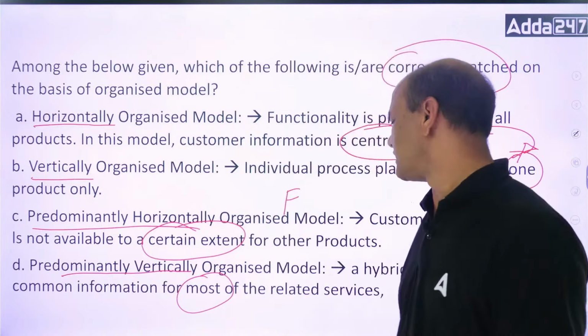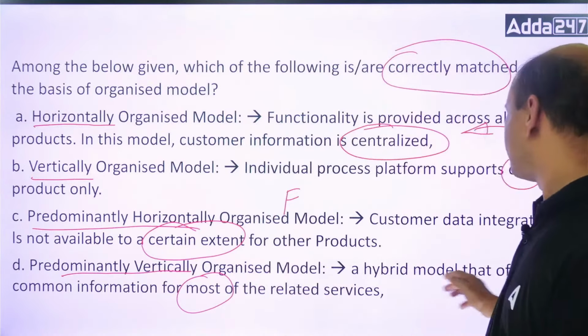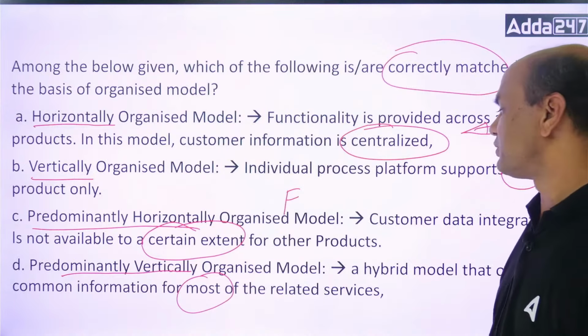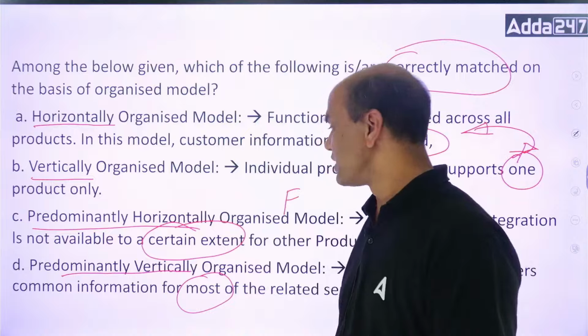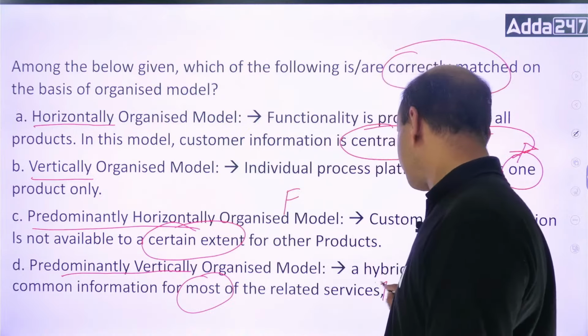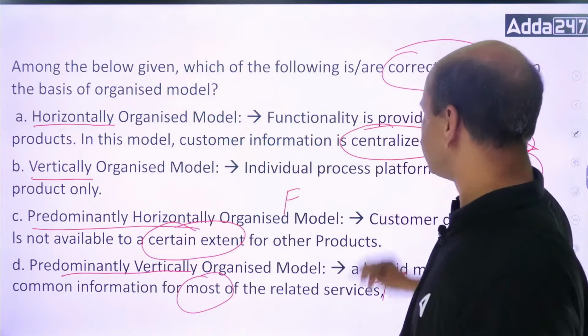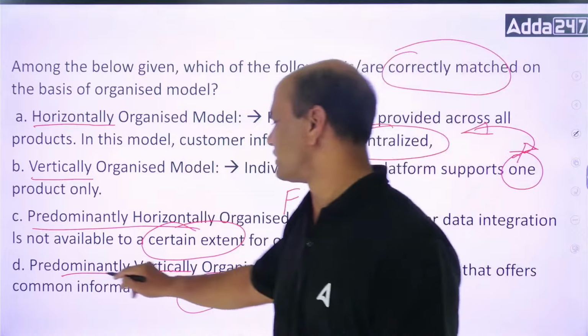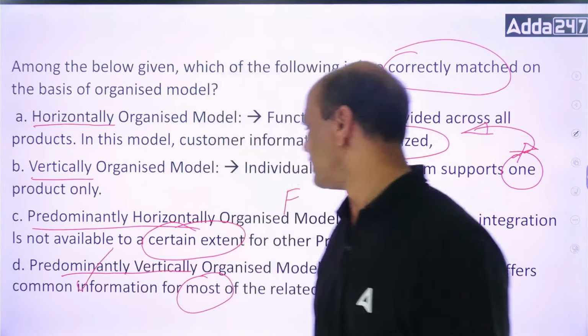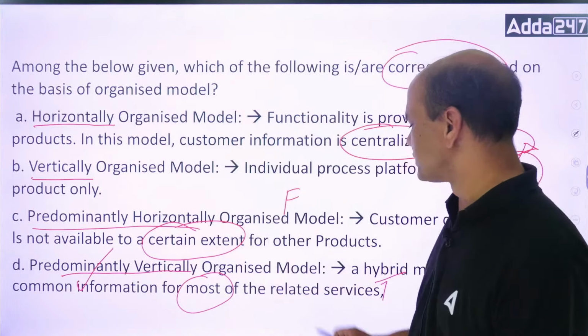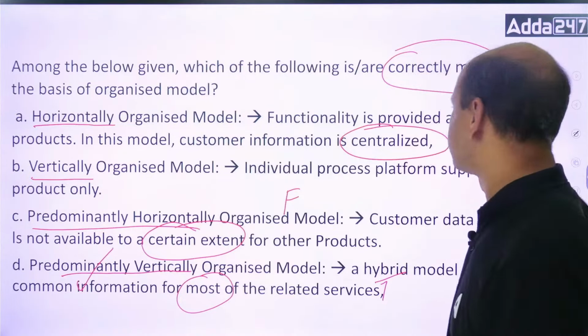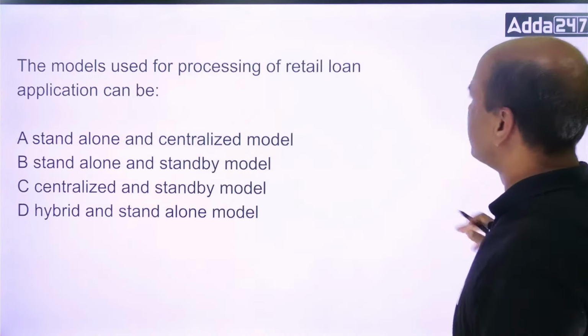So the correct answer is predominantly vertically organized: a hybrid model that offers common information for most of the related services. Most. Okay. So this is the true answer. So correctly matched is this. D is the correct answer. Predominantly vertically organized model, a hybrid model that offers common information for most of the related services. Read this.